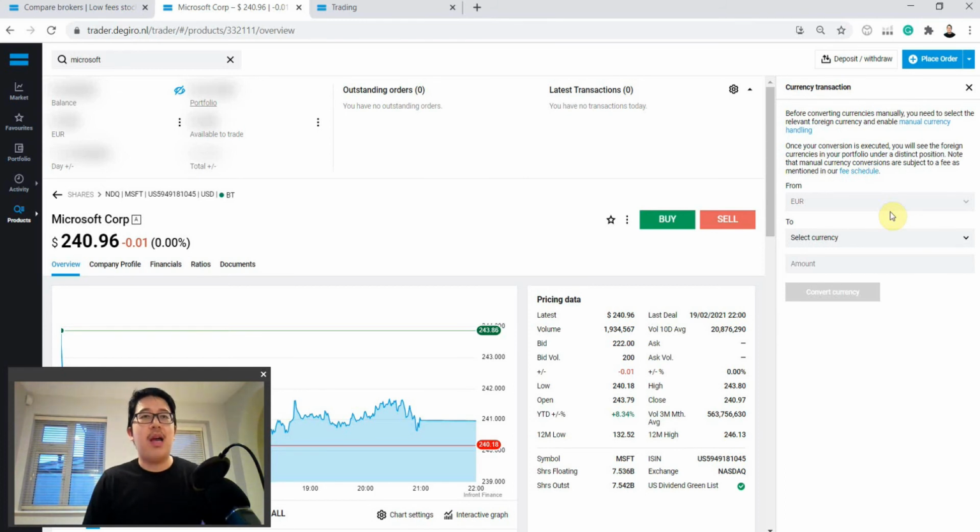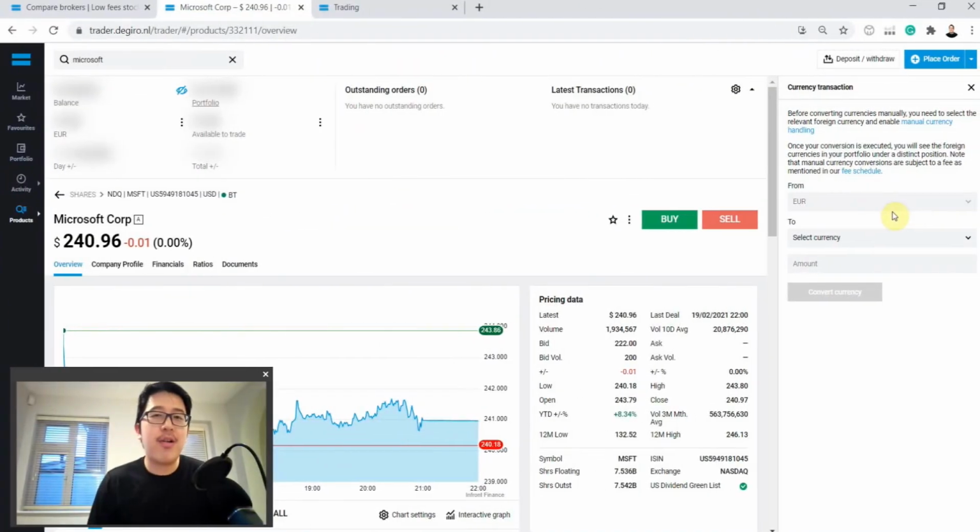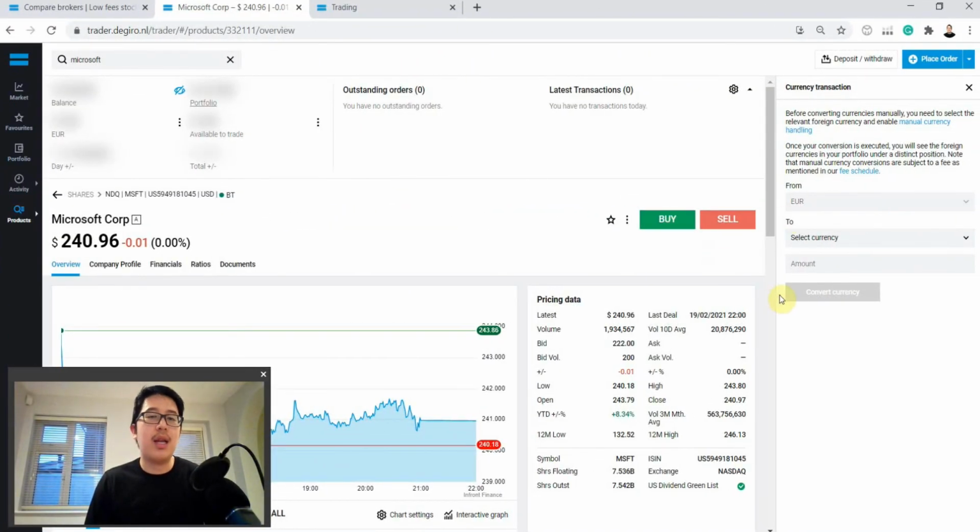So for example, if you trade very small amounts in a different currency, you could be paying more because there's a flat fee when you use the manual currency conversion amount. The manual currency conversion option basically allows you to hold different currencies. So for your available to trade, you could have currencies denominated in USD or in pounds if you use the manual option.